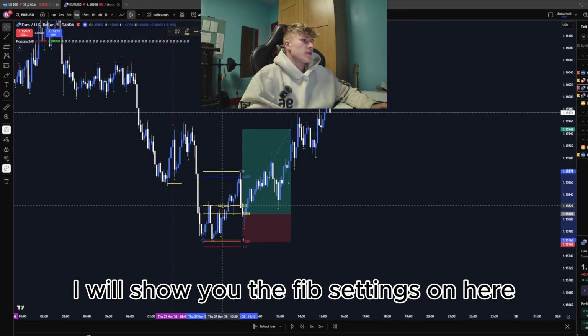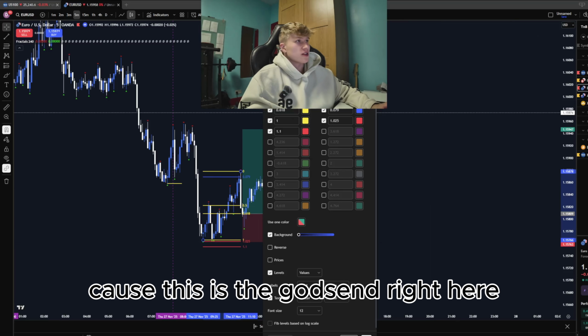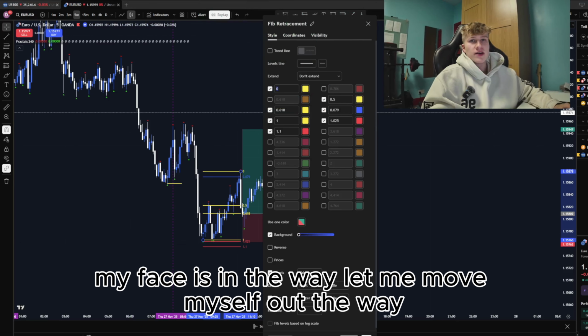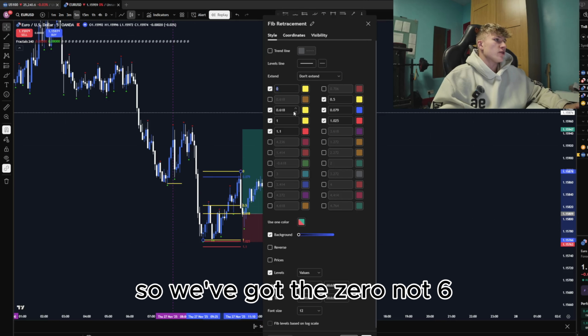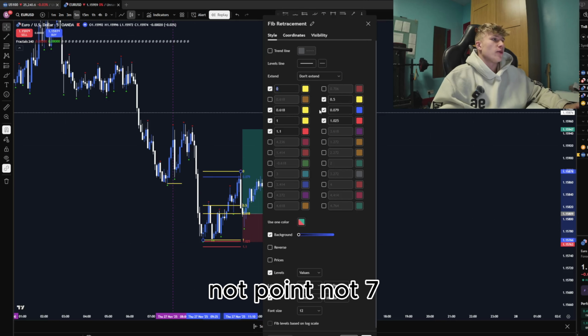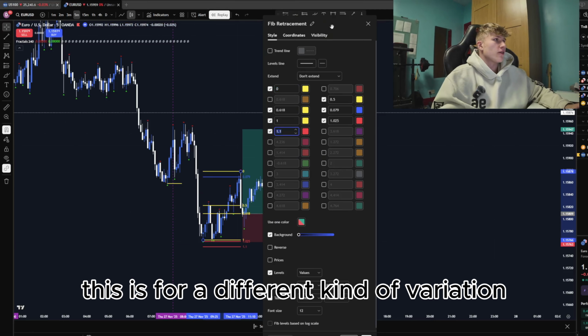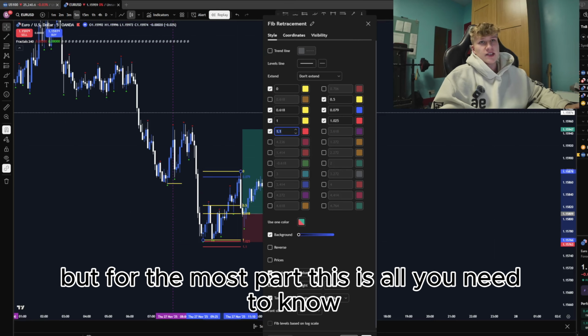I will show you the fib settings on here because this is the godsend right here. My face is in the way. Let me move myself out of the way. So we've got the 0, 0.618, 1, 0.5, 0.079, and the 1.025. Don't worry about this 1.1. This is for a different kind of variation. But for the most part, this is all you need to know.